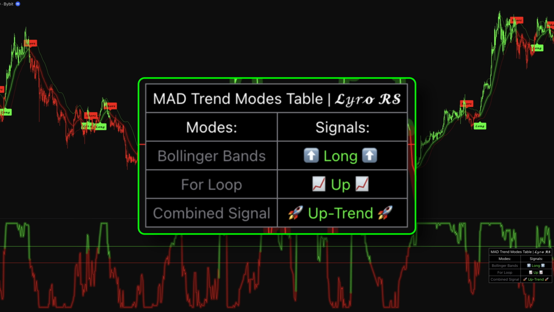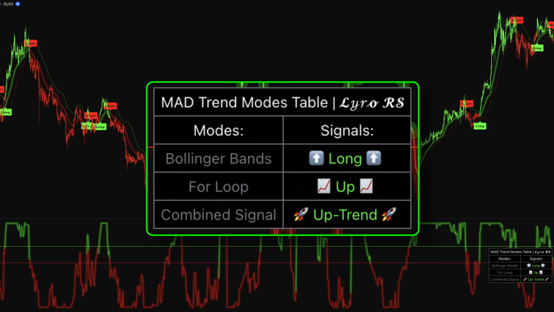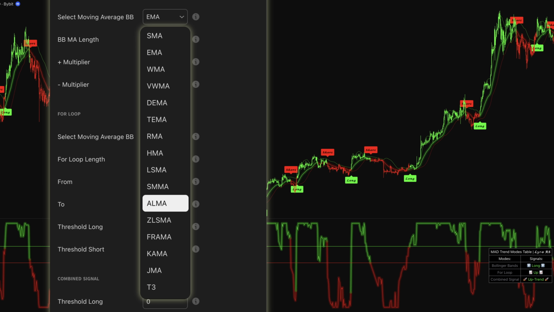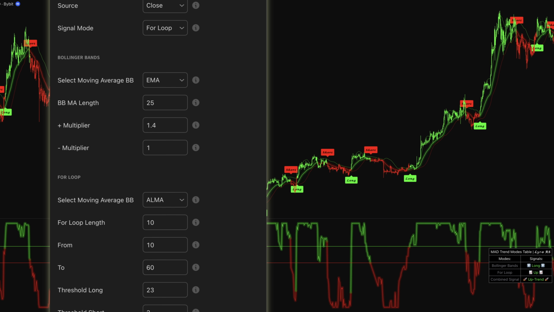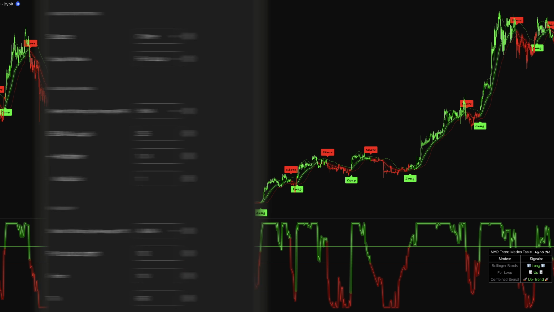A statistics table displays real-time signal states for all 3 modes simultaneously, allowing comparison of their current readings. Customization spans moving average type selection with 16 options from SMA to T3, separate length and multiplier controls for both calculation modes, independent threshold settings.